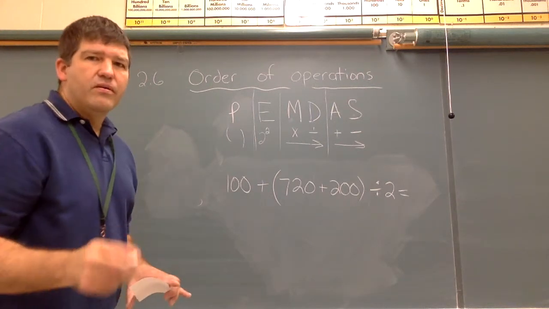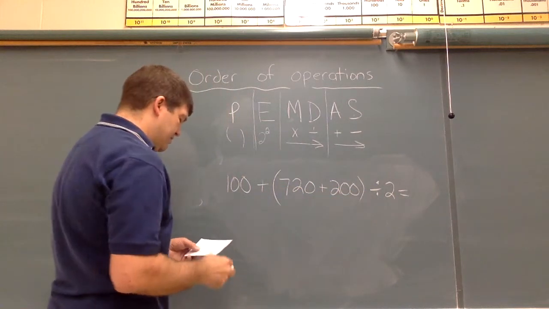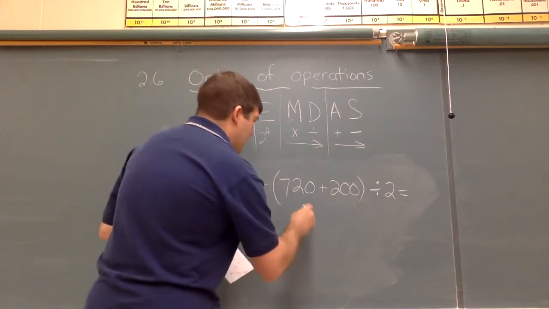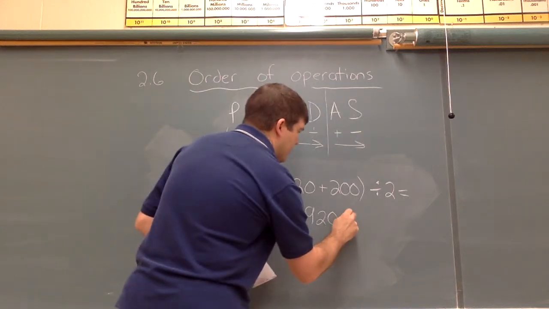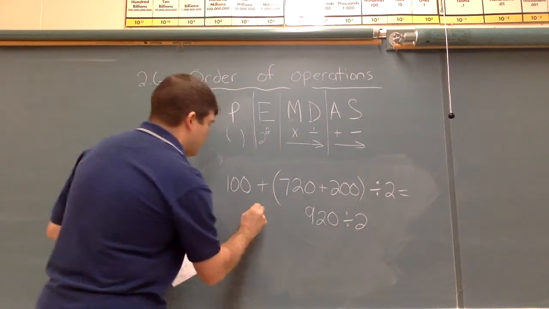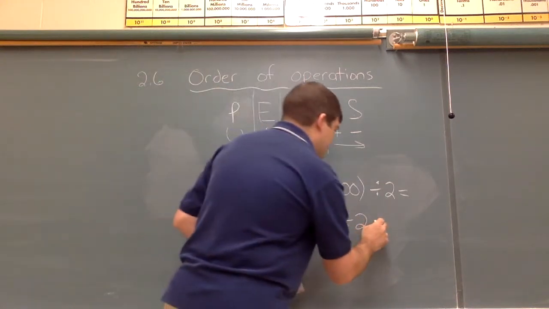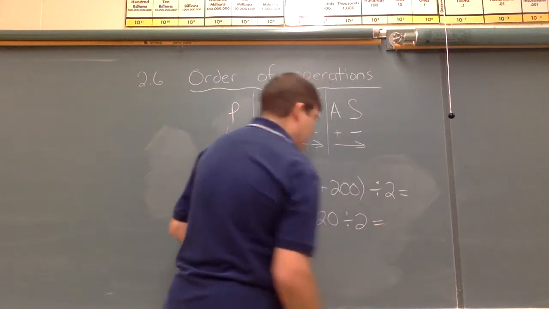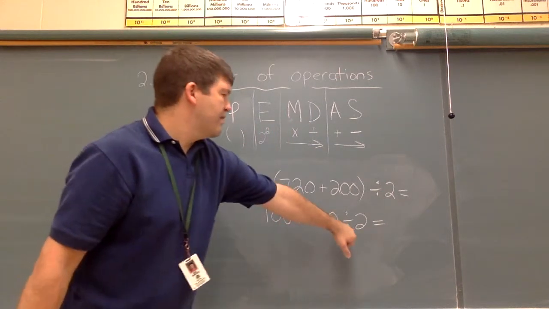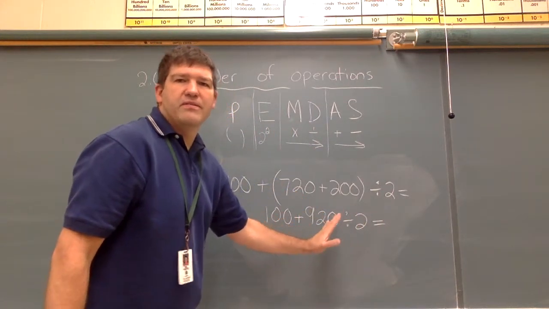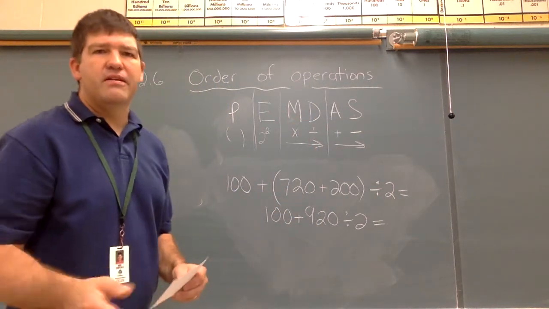So let's start with the P, which is parentheses. And I see I have some parentheses here, so I am going to add those together, and it will get me 920. Then I bring down my divided by 2, and 100 plus. Okay, so I have 100 plus 920 divided by 2. So I did my parentheses, no exponent. Multiplication, division, I see I have a division. Even though it's at the end of the problem, I'm going to do that first because order of operations tells me to do the multiplication and division first.